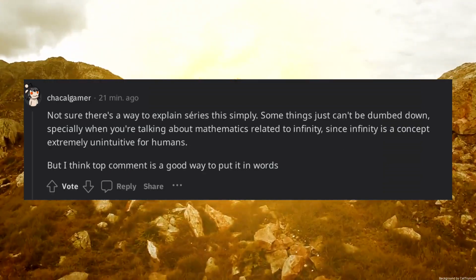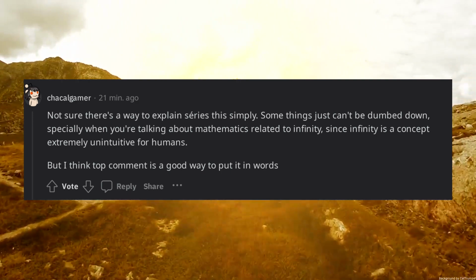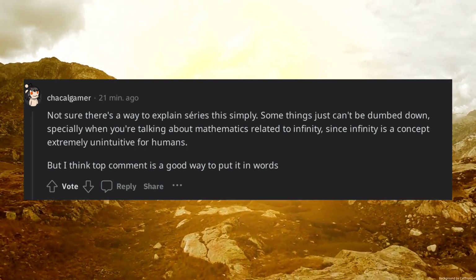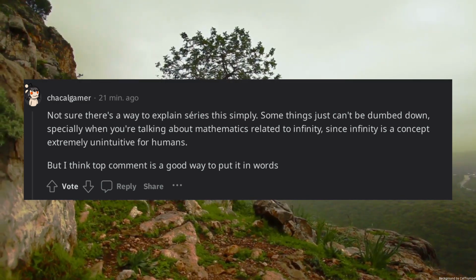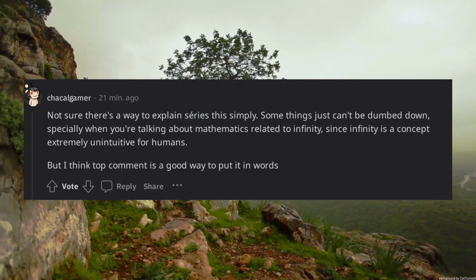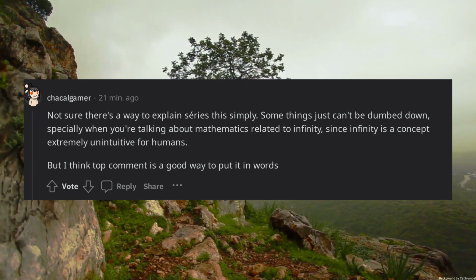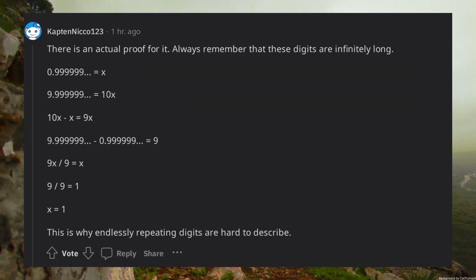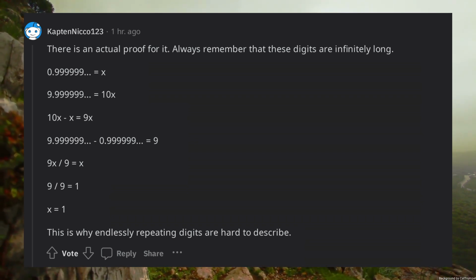1 equals 0.999... Not sure there's a way to explain this simply, sorry. Some things just can't be dumbed down, especially when you're talking about mathematics related to infinity, since infinity is a concept extremely unintuitive for humans. But I think the top comment is a good way to put it in words. There is an actual proof for it. Always remember that these digits are infinitely long.